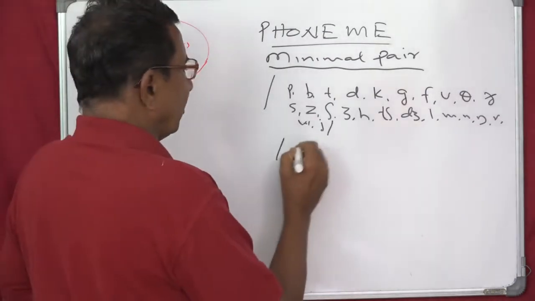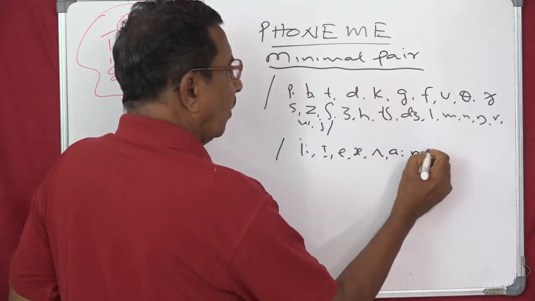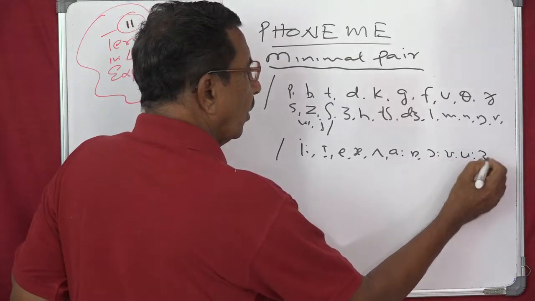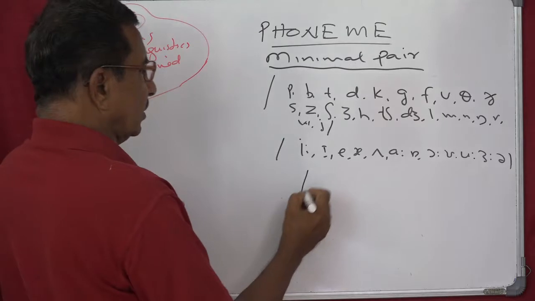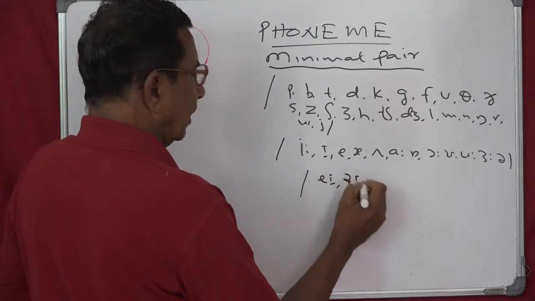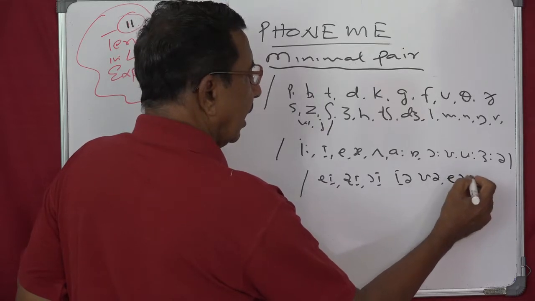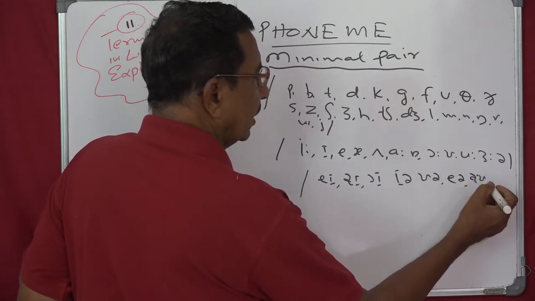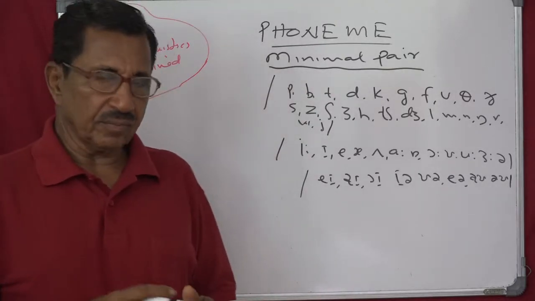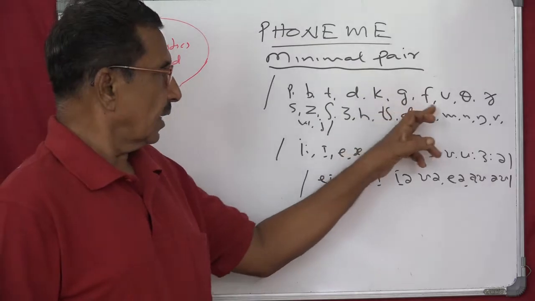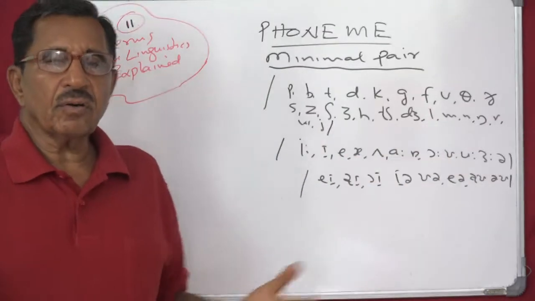Then you have got the vowel phonemes, the pure vowels, twelve of them. And then you have got the diphthongs: ei, ai, oi, ia, ea, ua, au, and ou. These are the English phonemes, 44 English phonemes. Isn't it? Twenty-four consonants plus twenty vowels, so you have got 44 phonemes.